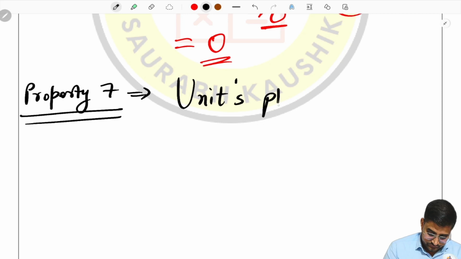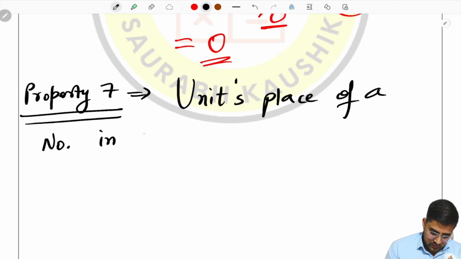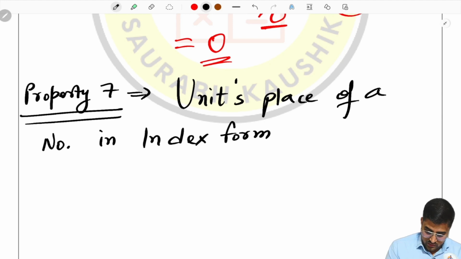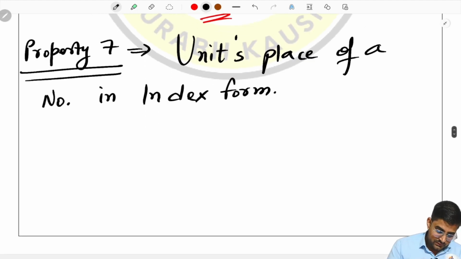Units place of a number in index form. I will tell you what the situation is. Listen to me carefully.